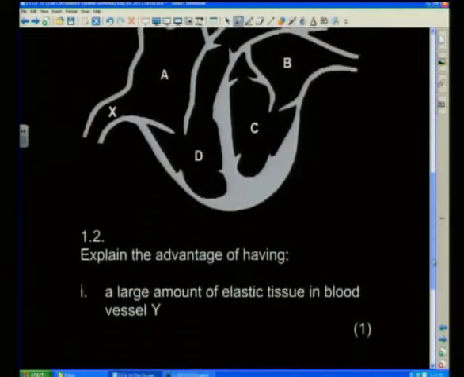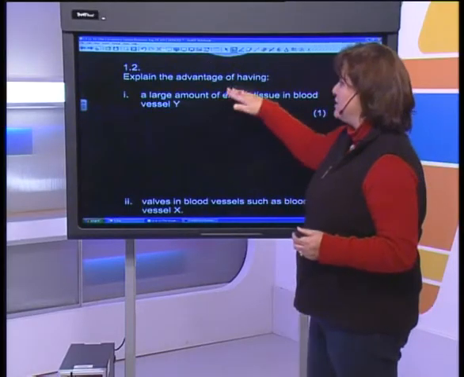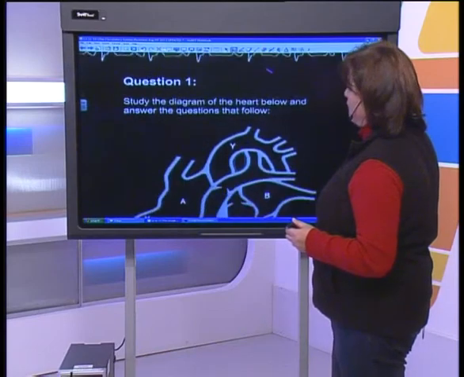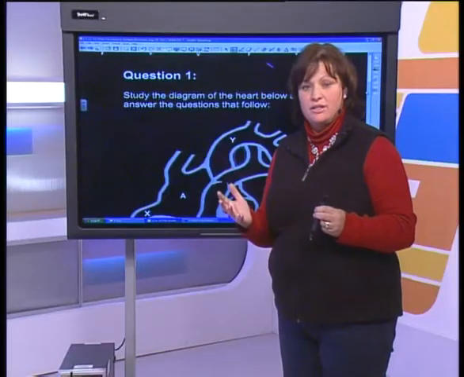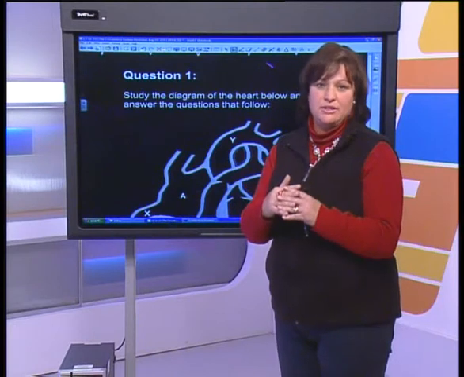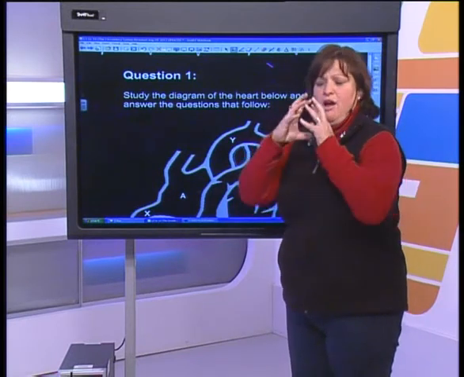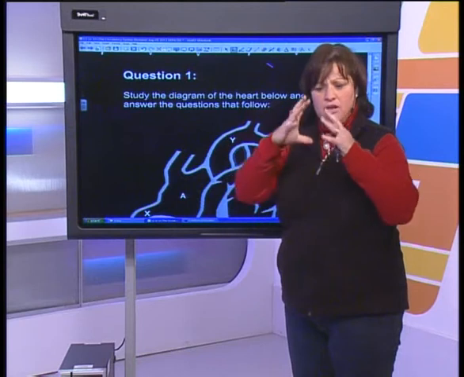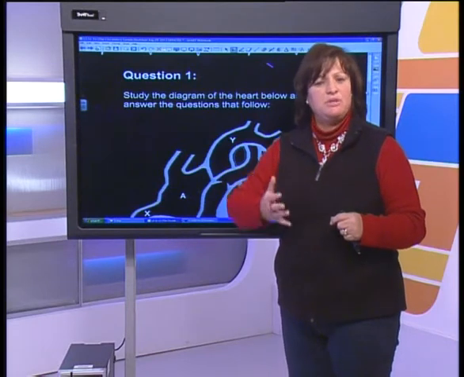Same diagram, and the question is, a large amount, explain the advantage. So why is it a good thing that there's a large amount of elastic tissue in blood vessel Y? If we go to blood vessel Y, what do we notice? It is an artery. So even though we're asking a question on the heart, we're linking it with the blood vessels. When we looked at the blood vessels, you noticed there was a difference between the muscular elastic artery, which had to pump the blood to the body, and the vein, which had a much larger lumen and not as much elastic and not as much muscle, because it was under much lower pressure.